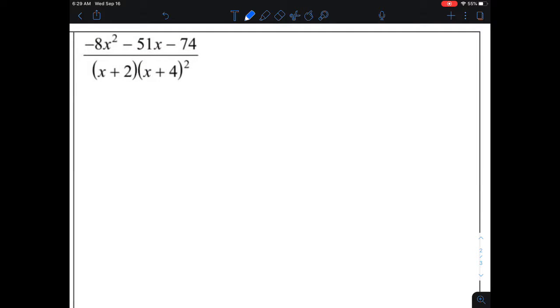All right, one more. Now, this one's already factored for us. And notice there's also a key difference in that I have a square here. If I have a square and I want to do this decomposition, I have to account for a squared term and a non-squared term. So for instance, I know I'm going to have a over x plus 2, just like what we did before. But now because I have x plus 4 squared, I'm going to have b over x plus 4 and c over x plus 4 squared.